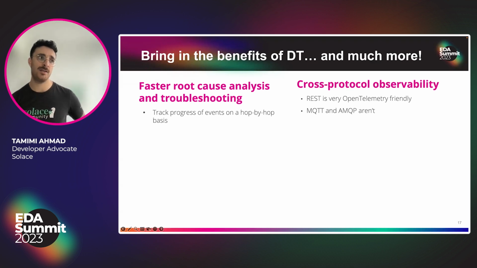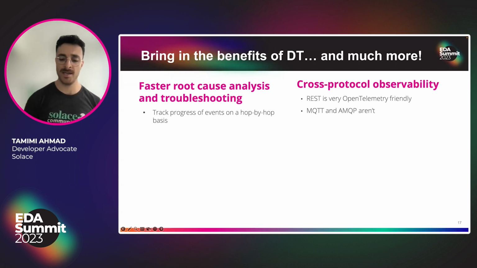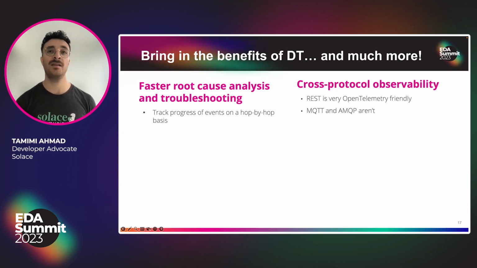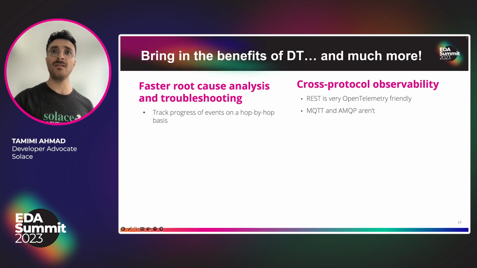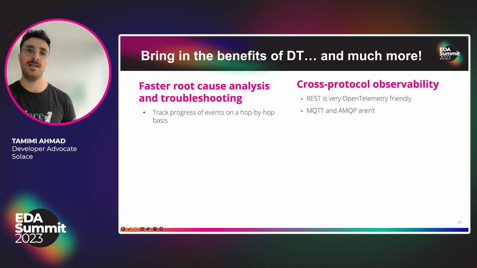Another advantage of using the Solace PubSub+ broker is that we support protocol interoperability. Due to the multi-protocol nature of the broker, you can have applications that publish and subscribe to messages using the MQTT protocol. So if I go back to my earlier use case, let's say this is an MQTT IoT application that publishes and subscribes to messages. Now we can expand the distributed tracing functionality to MQTT and AMQP clients as well.